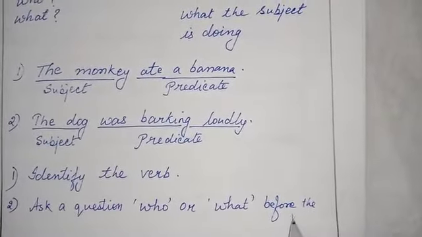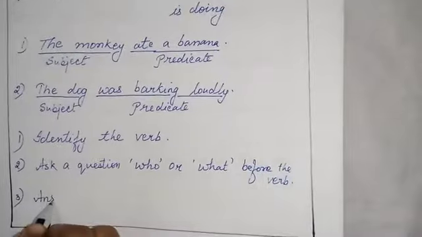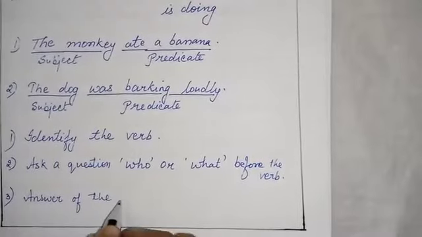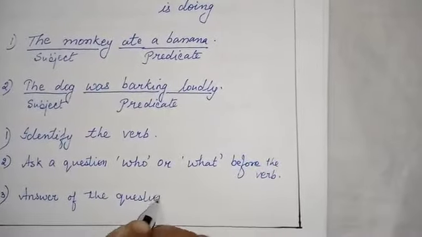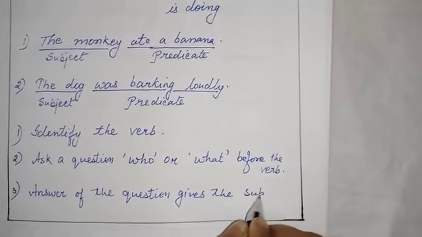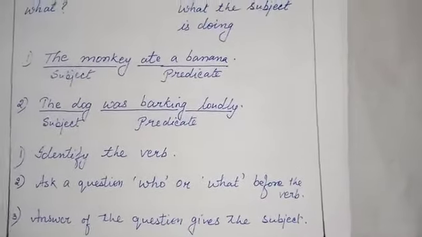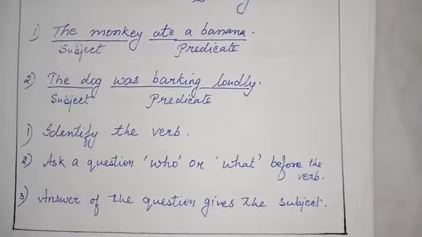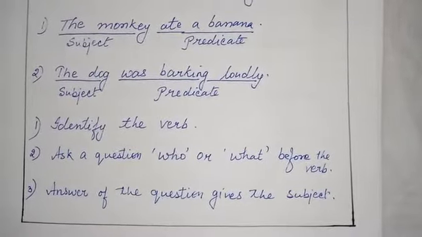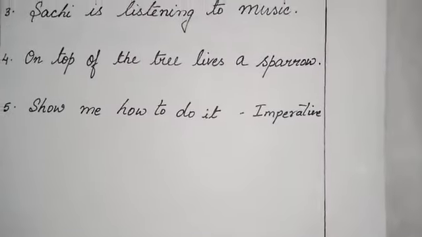Now the answer which you will get, that is our subject. So the answer of this who or what is our subject. And the remaining part as well as the verb is our predicate. So it's as simple. If you are able to identify the verb, you can easily identify what is subject and which one is predicate. Let us see a few examples now. We will understand which one is subject and predicate.